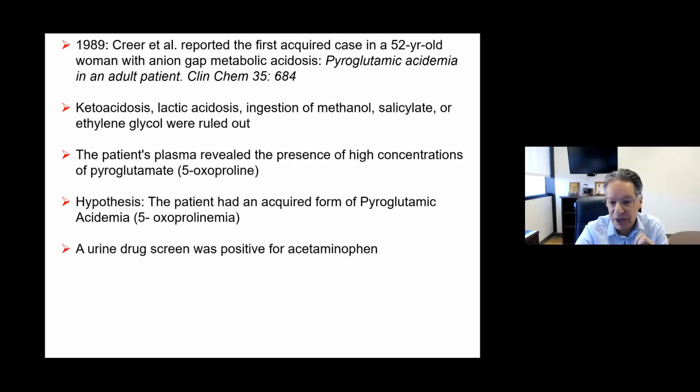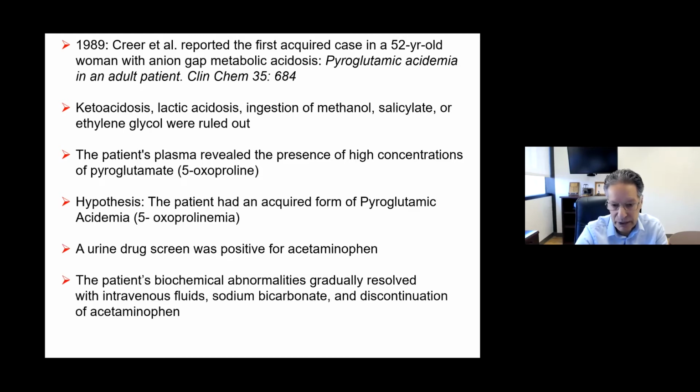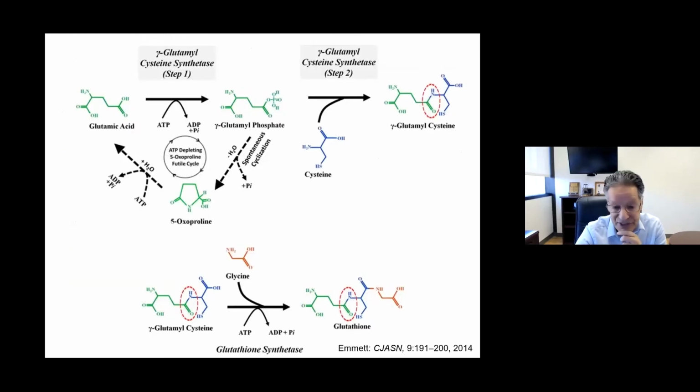Now, a urine screen was positive for acetaminophen, but no association was made with acetaminophen at the time. And the patient's biochemical abnormalities gradually resolved with bicarbonate, the usual therapy, and also empirically with discontinuation of the acetaminophen. Now, this is a complicated slide, but it's important to go through because the glutathione metabolic pathway is what acetaminophen is now known to interfere with in some patients.